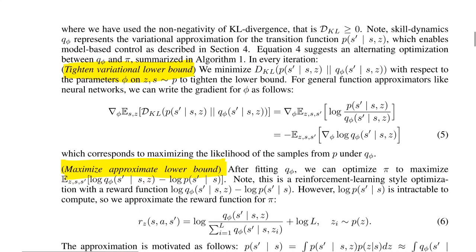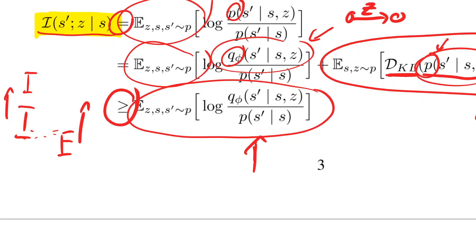To maximize the approximate lower bound, right? The first step was tighten the variational lower bound. That basically means make your world model more accurate. And the second is maximize the approximate lower bound. Now this is going to be the part that says, given that I already have a better world model right here, can I improve my skills such that they become easier to predict and more diverse? Can I improve my skills such that this mutual information right here gets to be as high as possible? Okay, so this is sort of an alternating thing.